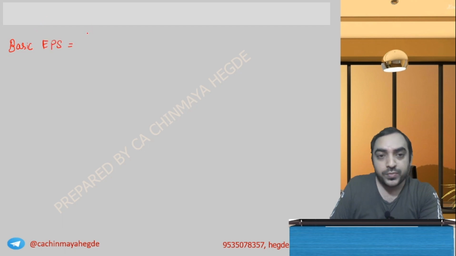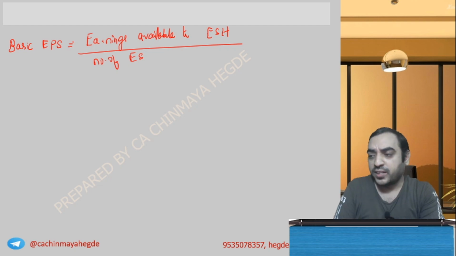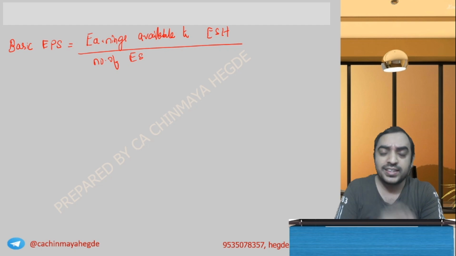How do we calculate it? Earnings available to equity shareholders divided by number of equity shares outstanding. We don't say number of, we say weighted average, but let's say number of equity shares. Now, a few small points to be understood. Is profit after tax the same as earnings available to equity shareholders? The answer is no.